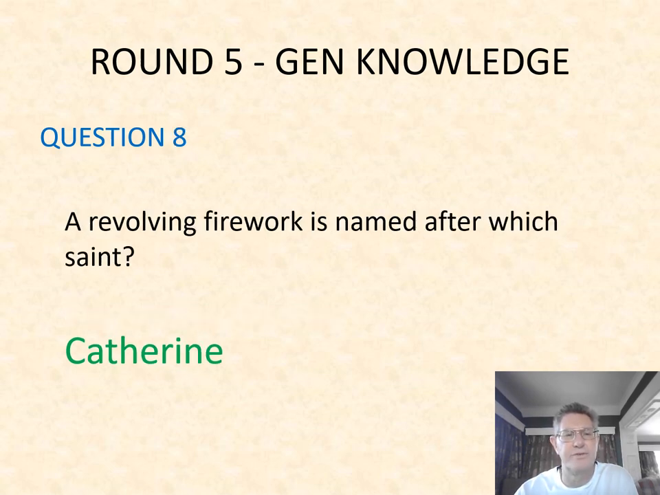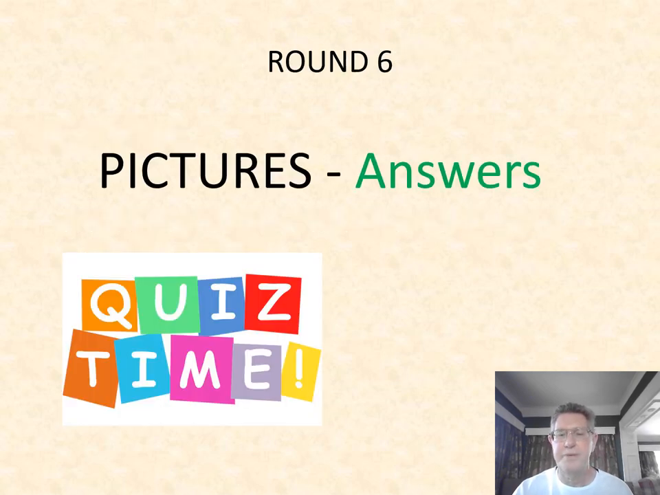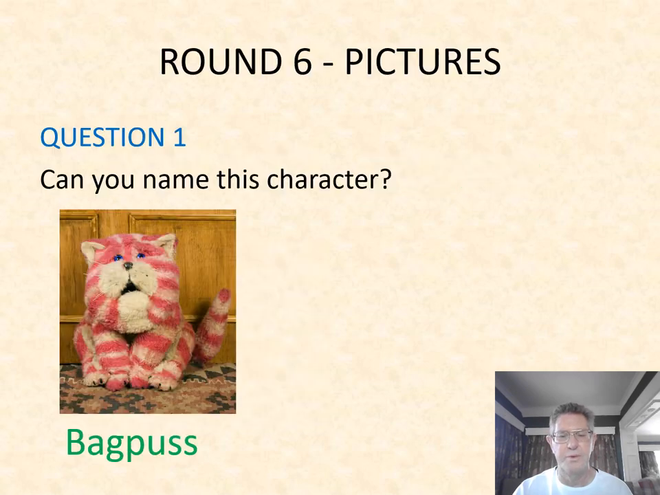Number eight, a revolving firework is named after which saint? Of course, it's Catherine. The firework is known as the Catherine Wheel. And on to our final round, pictures. So number one, can you name this character? That is Bagpuss.